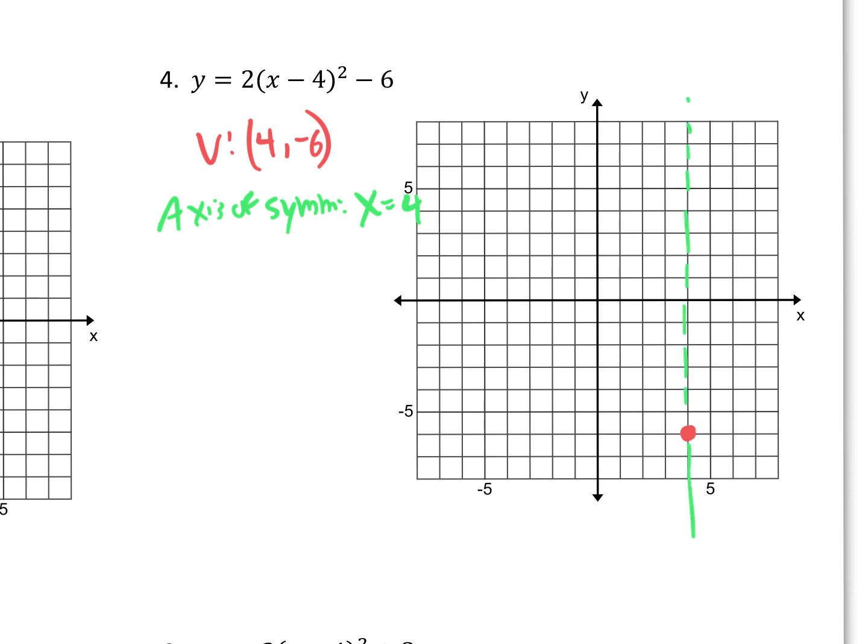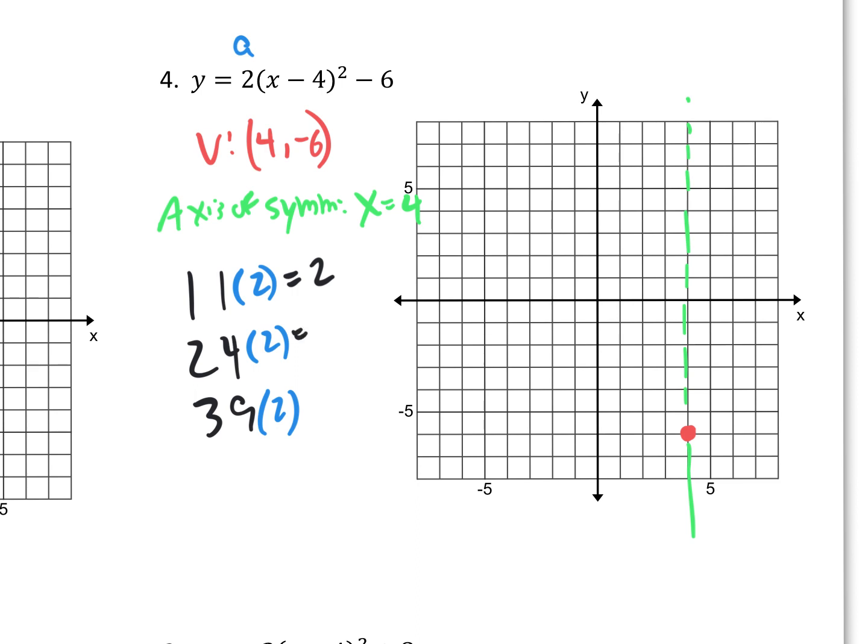Nice and easy. We need more points. Could I use the pattern 1, 1, 2, 4, 3, 9, or do I have to modify it? That depends on your A value. What's your A value? 2. So I need to modify by multiplying by 2. So my new modified pattern is no longer 1, 1. It's now 1, 2. It's no longer 2, 4. It's now 2, 8. It's no longer 3, 9, but it's 3 what? 9 times 2 is 18.